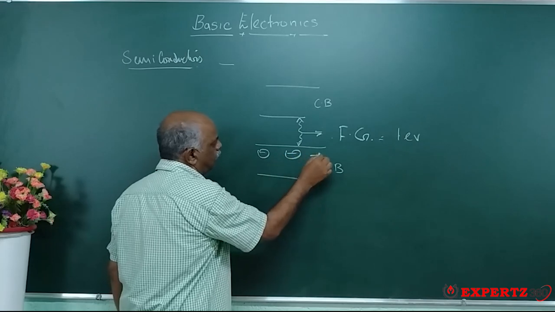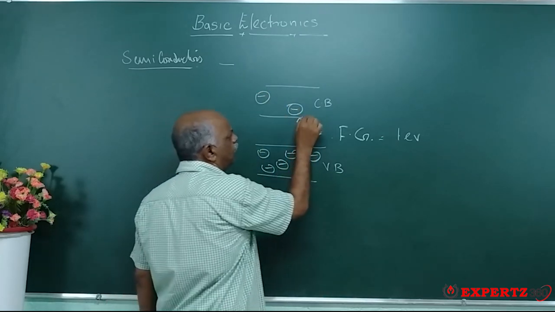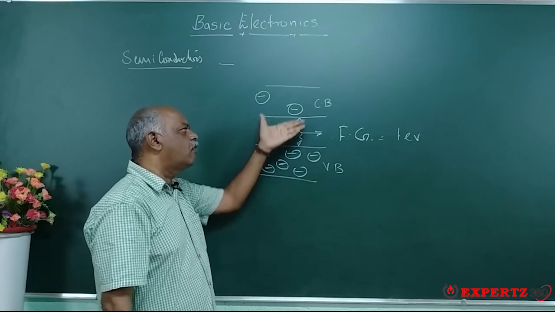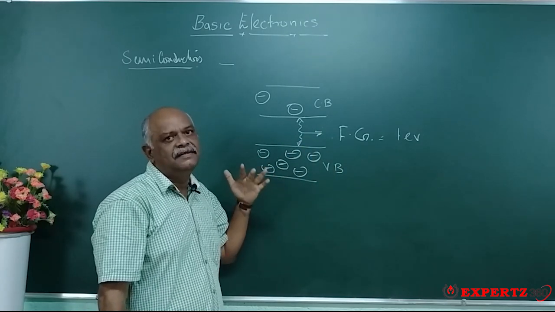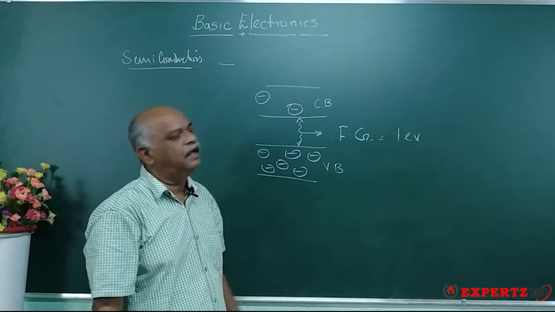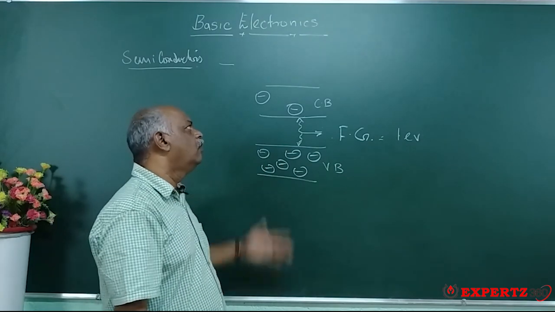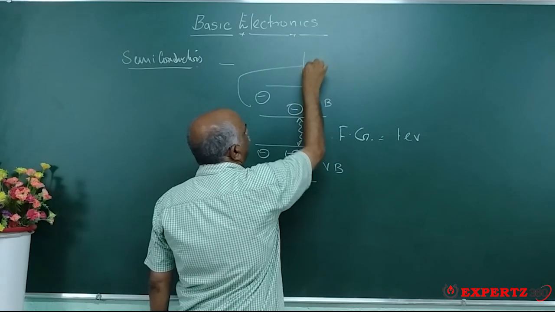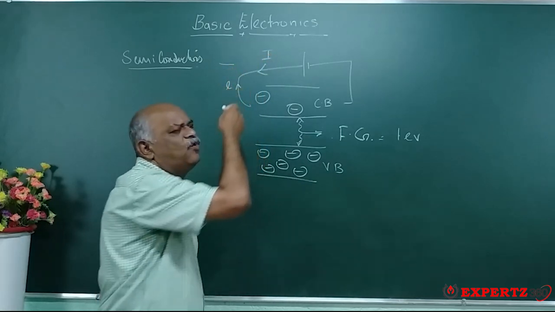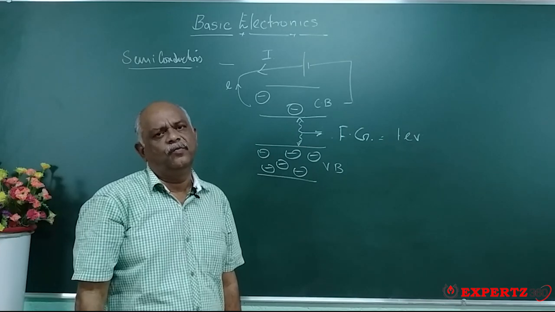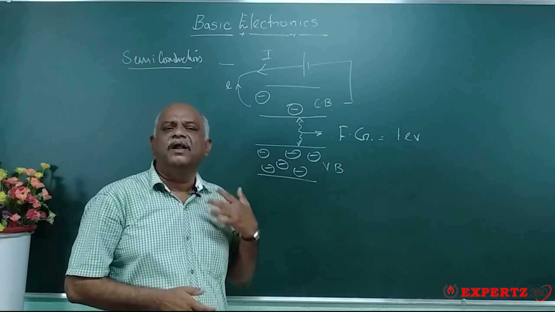In the valence band, you have electrons. In the conduction band, you have a very small number of electrons. If an electron has to jump from the valence band to the conduction band, you need 1 electron volt of energy. That can be attained by, as I told in the last class, photo energy, thermal energy, field energy, or secondary emission. When I give a potential difference by applying a battery, a current flows. The electrons flow in this direction and the current flows in the opposite direction, which is very low.